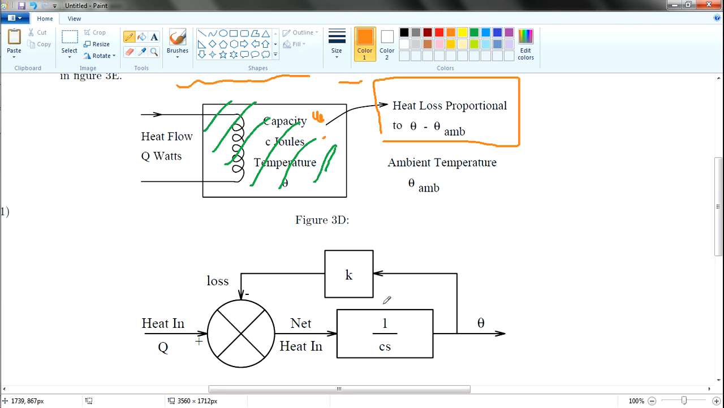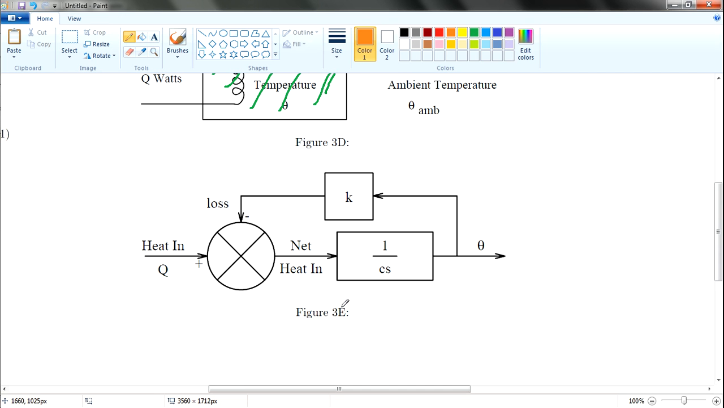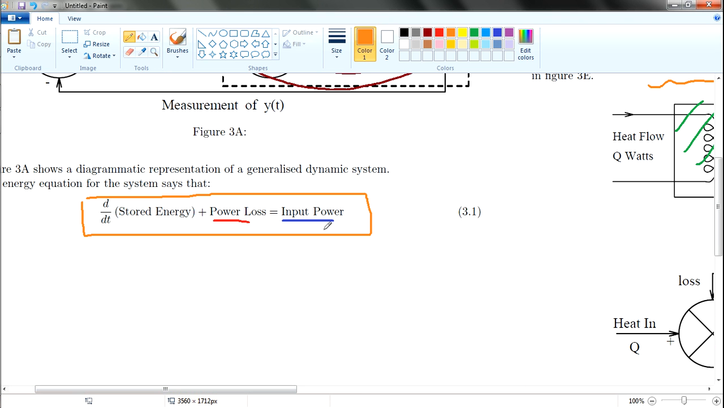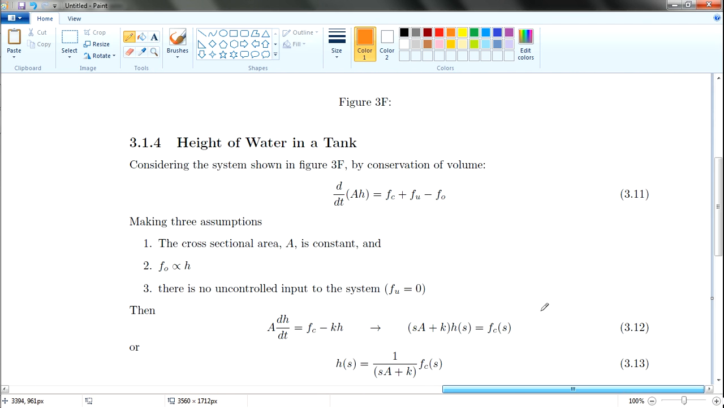This is not, you can say, a feedback system, a closed loop, but rather the amount of power losses. So this one is for you to think about. I don't know how to explain it, but nonetheless, you understand the meaning of the input, power loss and stored energy, and how it's being utilized.